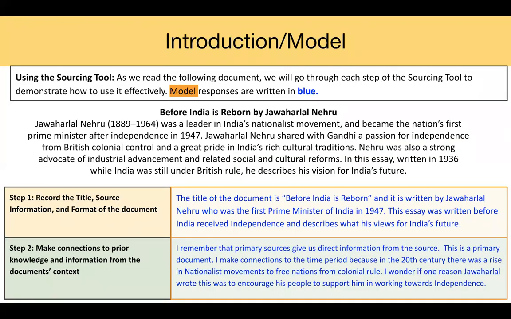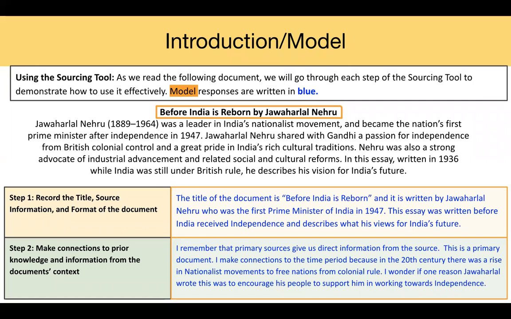If we look at the first couple of steps, we're trying to really figure out the information in front of us. So let's first look at step one, where we're trying to record the title, source information, and format. And my model response is already in blue for you, but I want you to know how I got there. So the first thing I'm looking for is the title. So the title is Before India is Reborn. I would underline it, I would highlight it, and I would just make sure I have that already there.